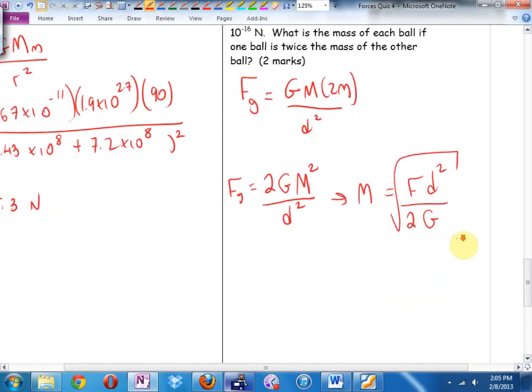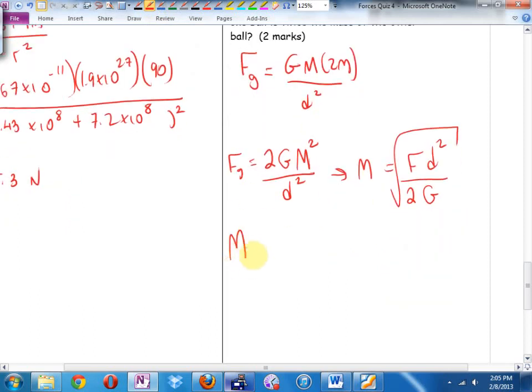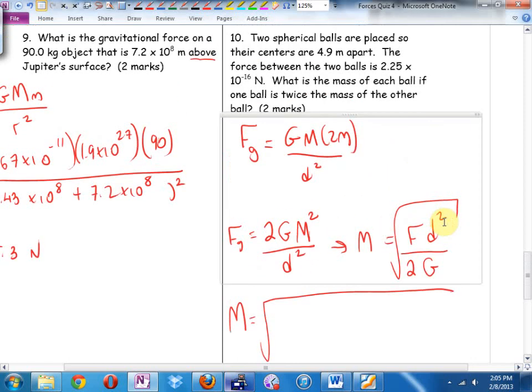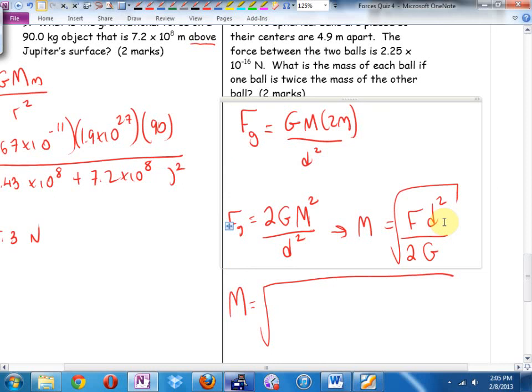Okay, now it's plug and chug time. The mystery mass is going to be the square root of, what did I say the force was? 2.25 times 10 to the negative 16. Not very big. I'm expecting pretty small masses.